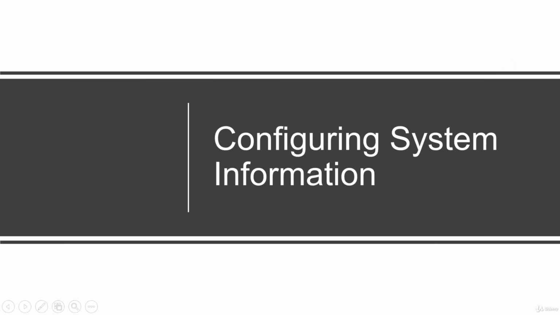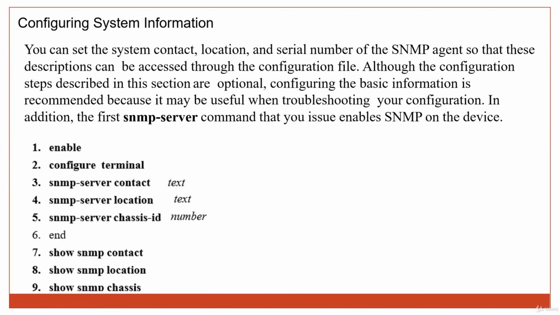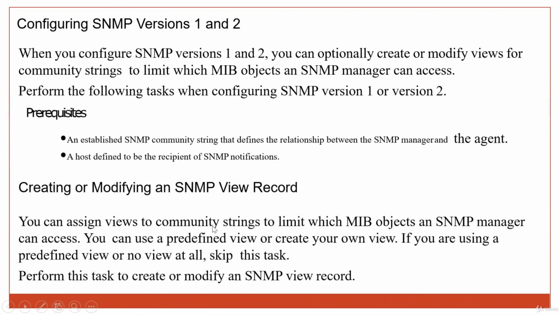Let us understand the configuration, and obviously we are going to do the configuration in the lab. When we are doing the SNMP configuration, we can give the SNMP contact, location, and chassis ID. Then we can verify as well, for example, show snmp contact, location, and chassis. Now, when we are configuring version 1 and version 2, we know these are the community-based versions. What are the prerequisites? How can we configure?